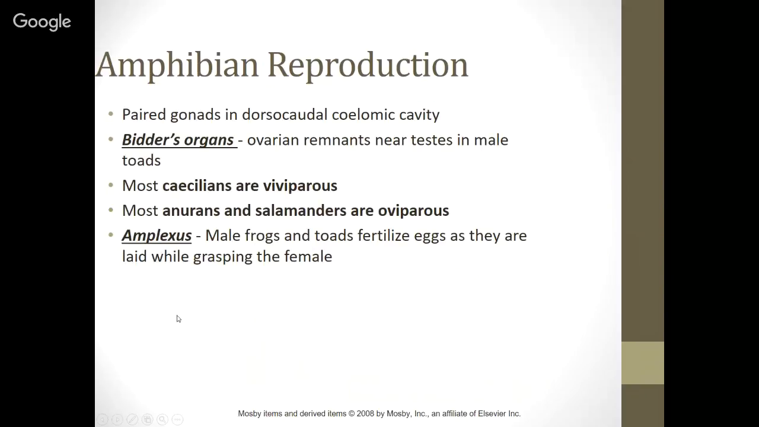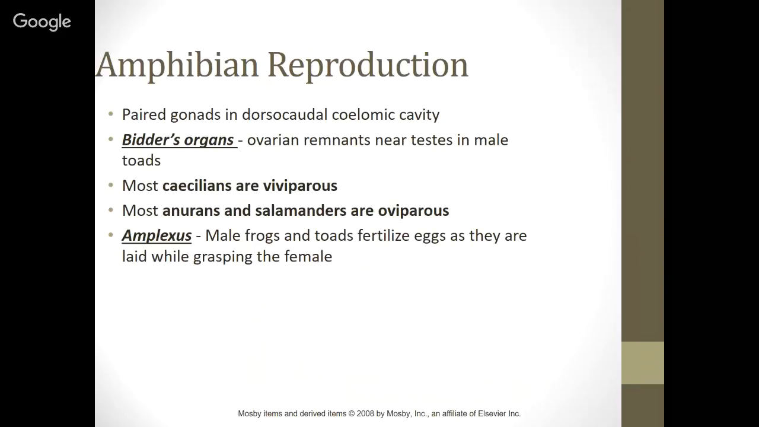Paired gonads, the amphibians have paired gonads in the dorsocaudal coelomic cavity. Bidder's organs are ovarian remnants near testes in male toads. So toads can be born male or female. If they're born male, they actually have ovarian remnants. So they have both sexual organs, and the ovarian remnants in this case are called Bidder's organs.